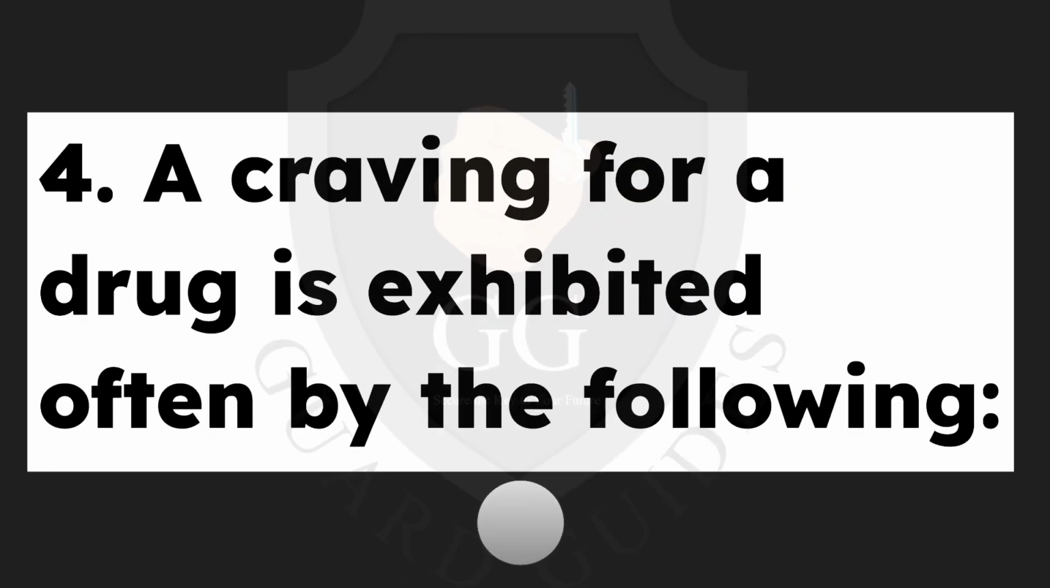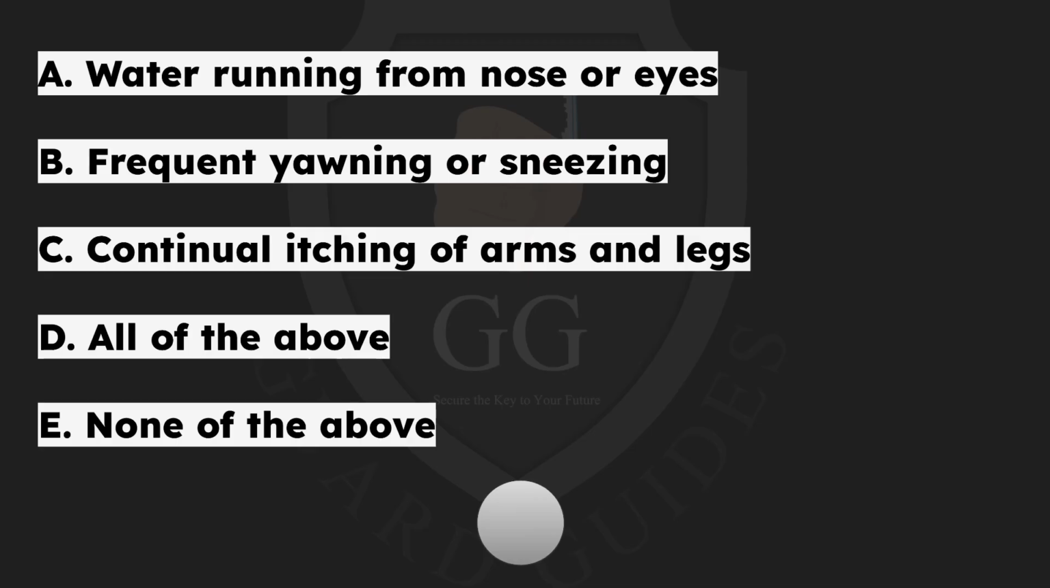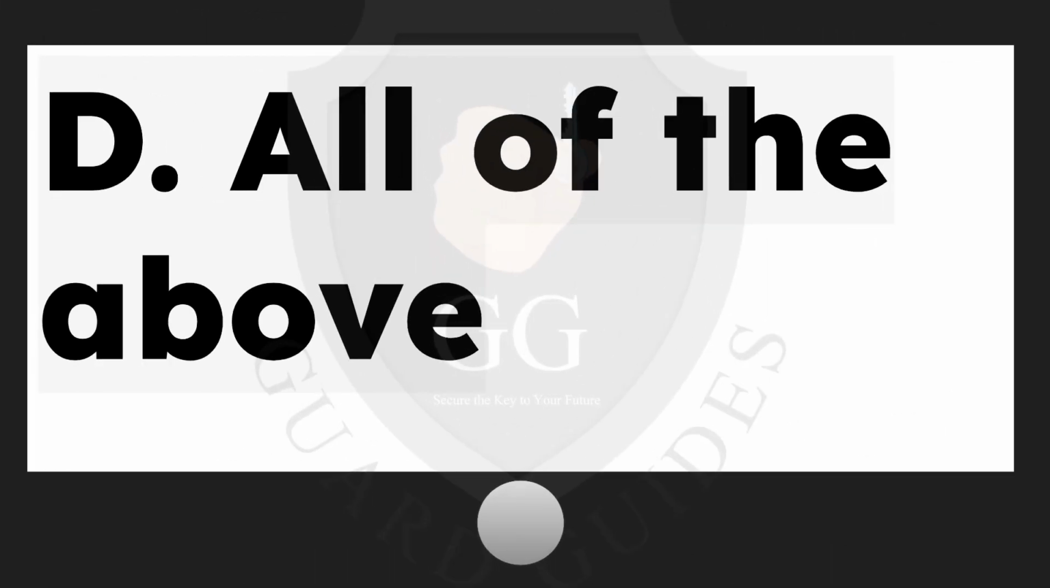Number 4. A craving for a drug is exhibited often by the following. A. Water running from nose or eyes. B. Frequent yawning or sneezing. C. Continual itching of arms and legs. D. All of the above. Or E. None of the above. The answer is D. All of the above.